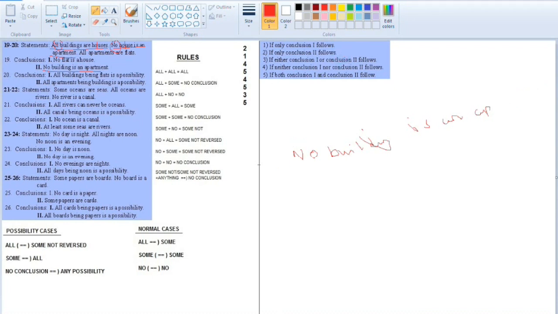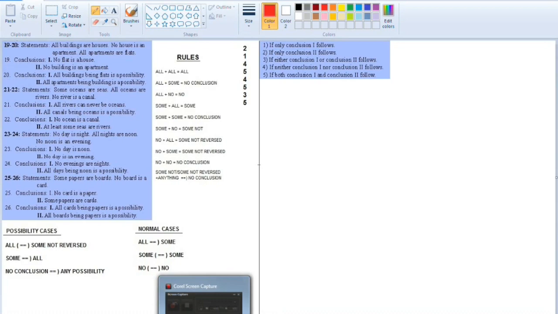So this is the two. This is another way of doing it. Suppose we are not sure about the Venn diagram method, we can use this one. This will always be correct if we know the rules.